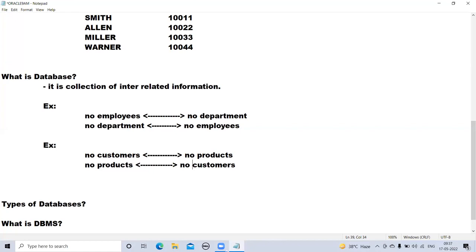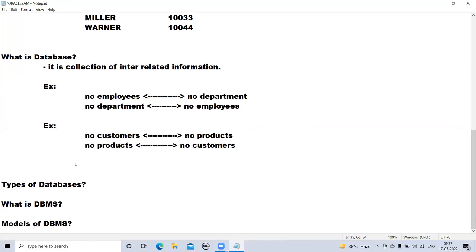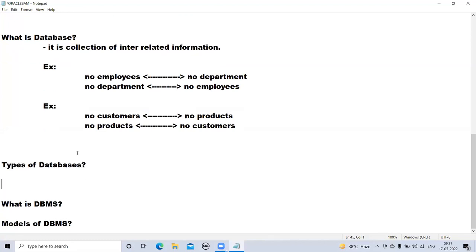So this kind of information we are storing in databases. That's what we said a database is: a collection of interrelated information. Now the next point, the most important topic in this session, is types of databases. Guys, it's a very important topic, so observe carefully. Types of databases.